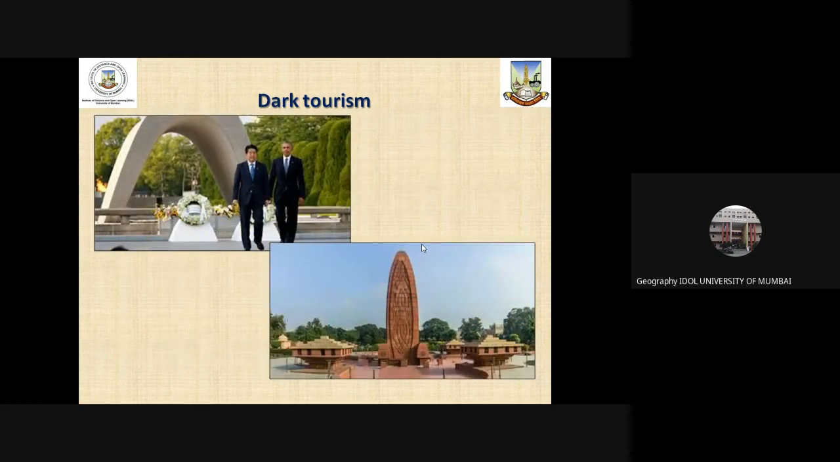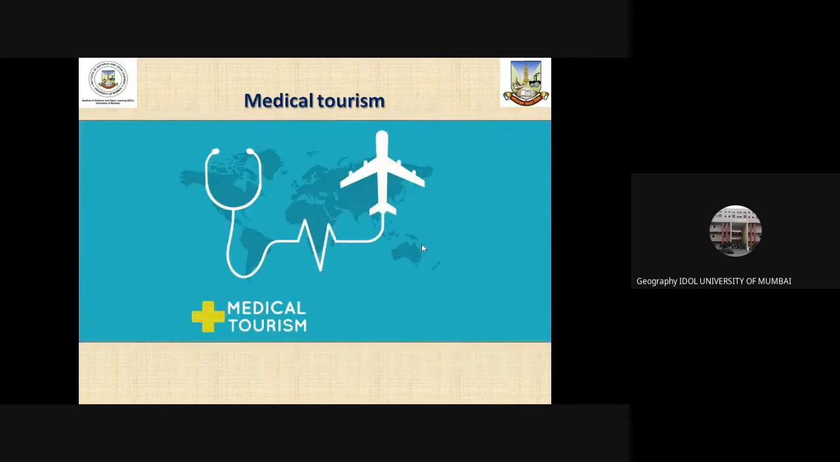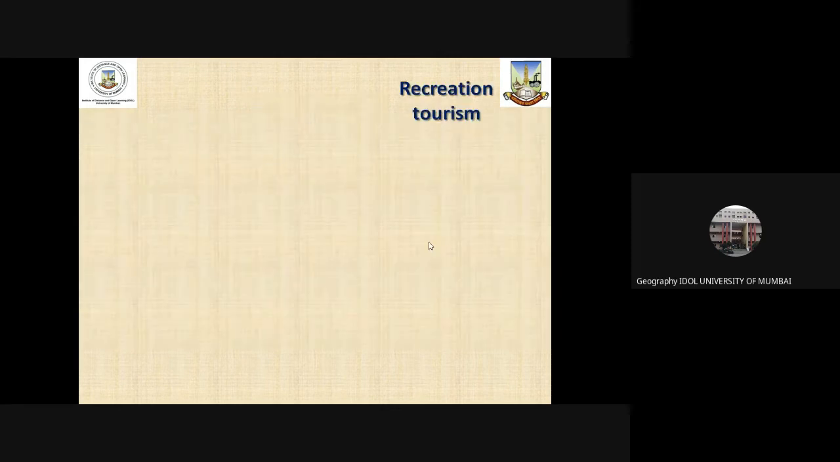Dark tourism, as I told you, is to places of importance where a large number of people have died. Say, for example, in Japan, Hiroshima and Nagasaki, and in Amritsar, the Jallianwala Bagh. These are places where a large number of people have died due to certain reasons at a particular place, and a visit to such a place is considered to be dark tourism. As I told you, specialized medical facilities are available at certain places at comparable prices, and therefore medical tourism is one of the leading kinds of tourism, and India is the major destination for the same.